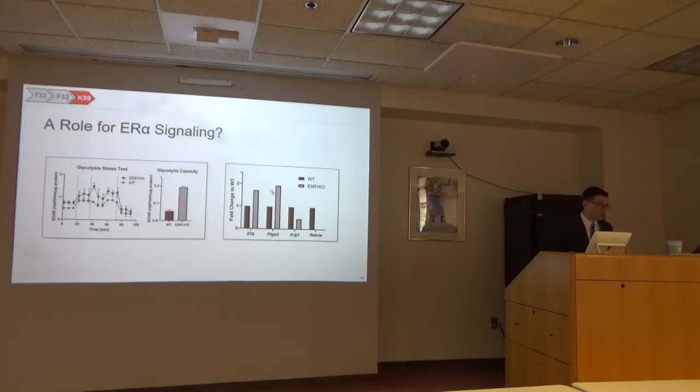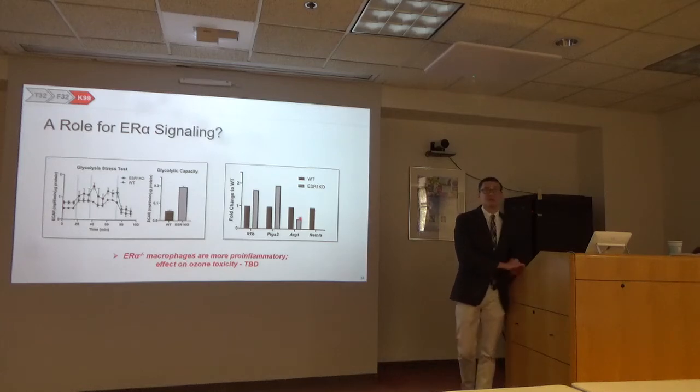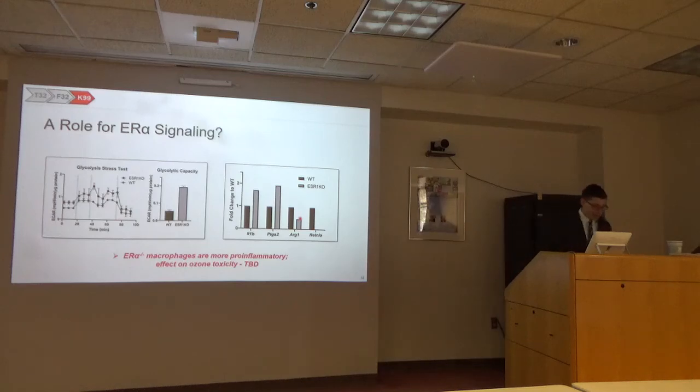And then I did some qPCR to look at the expression of two pro-inflammatory markers and two anti-inflammatory markers. Here, expression of IL-1 beta and PTGS2, these are two pro-inflammatory markers, was increased in the knockouts relative to the wild types. And the expression of the two anti-inflammatory markers, arginase-1 and RELM-alpha, were reduced in the knockouts relative to the wild types. And so this suggests that these estrogen receptor alpha knockout macrophages are more pro-inflammatory, suggesting an anti-inflammatory role for estrogen receptor alpha. Again, these were naive macrophages, so the effect on ozone toxicity remains to be determined.